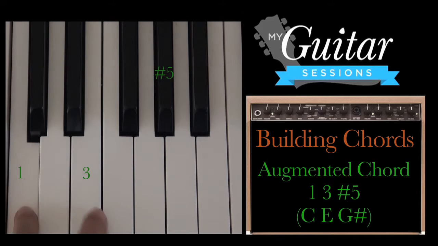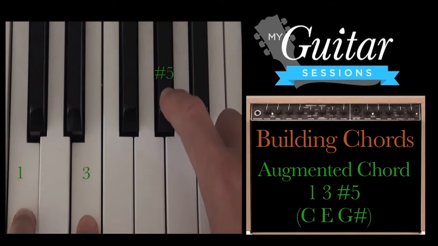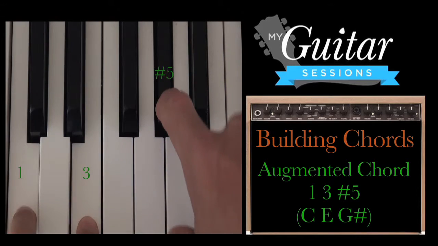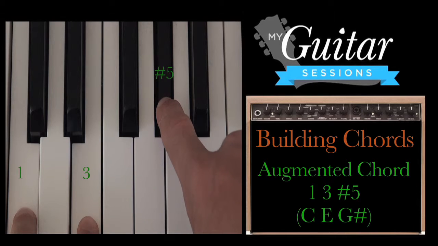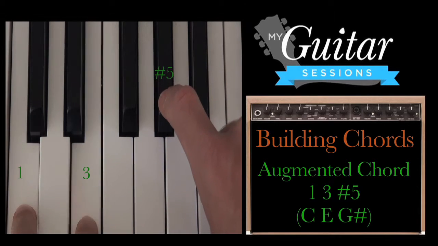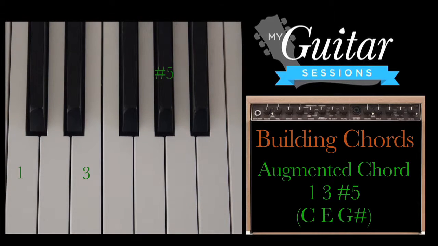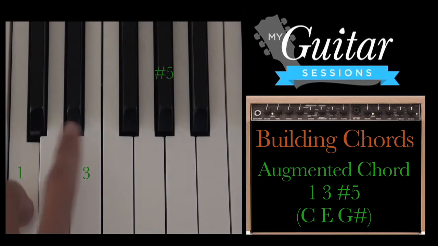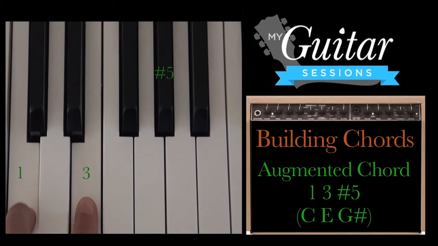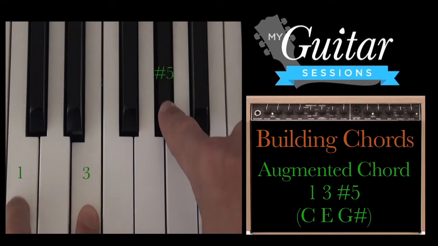Okay, so now we have C, E, G sharp. This is an augmented chord. 1, 3, sharp 5. Okay, now really that's just two major triads on top of each other. C to E is a major triad, and E to G sharp is a major triad.